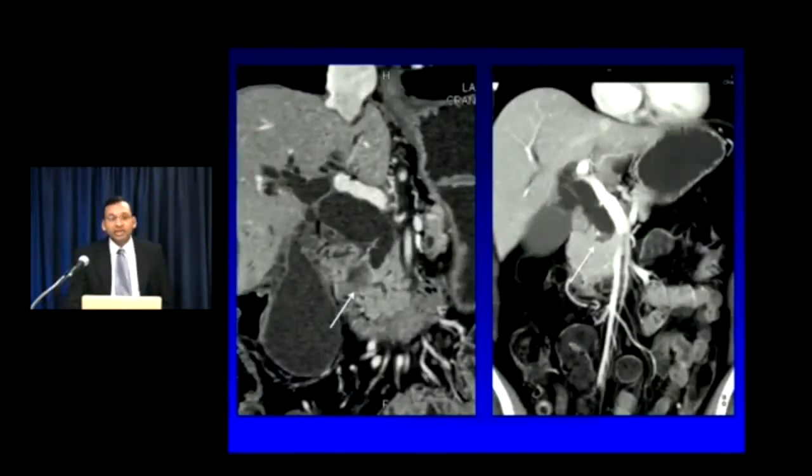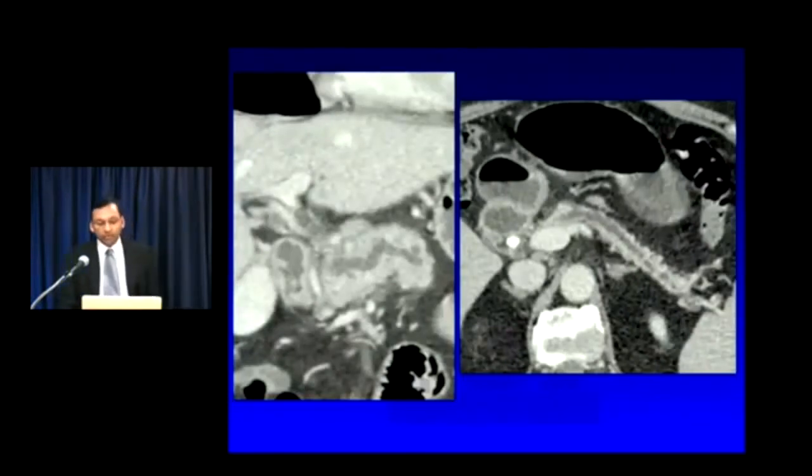Now, here's a relatively classic example, right? You see a hypodense mass, but notice the abrupt cutoff of the distal common bile duct at the level of the lesion. Even if you didn't see the mass, you would have to be worried about the possibility of an occult neoplasm based on the morphology of the duct.